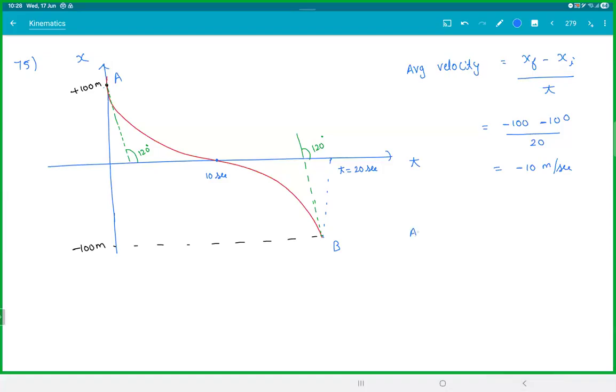What is average acceleration? These are averages. You don't care exactly what is happening at every instant. V final minus V initial by time. What is velocity in the graph? Slope. So what is V final? Tan 120. What is V initial? Tan 120. Time is 20, so the change is 0. Your initial and final velocities are same. The graph is just to scare you.